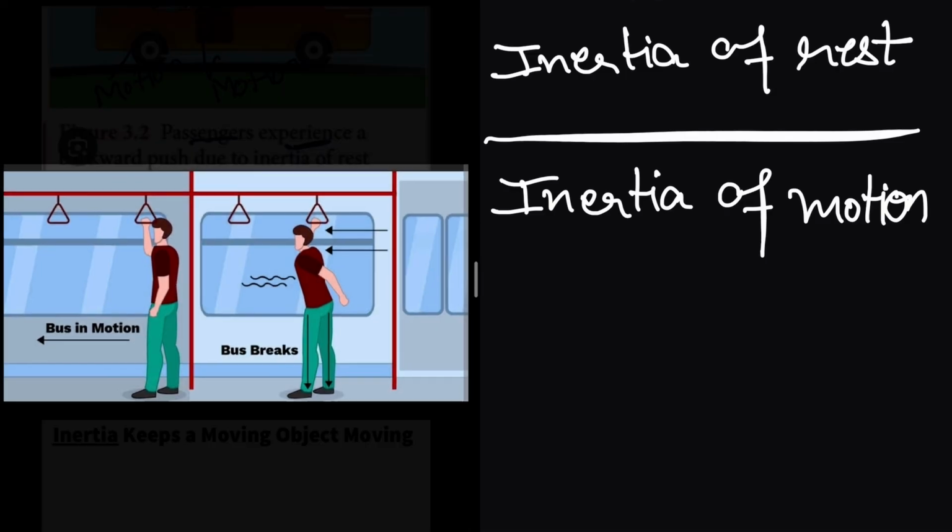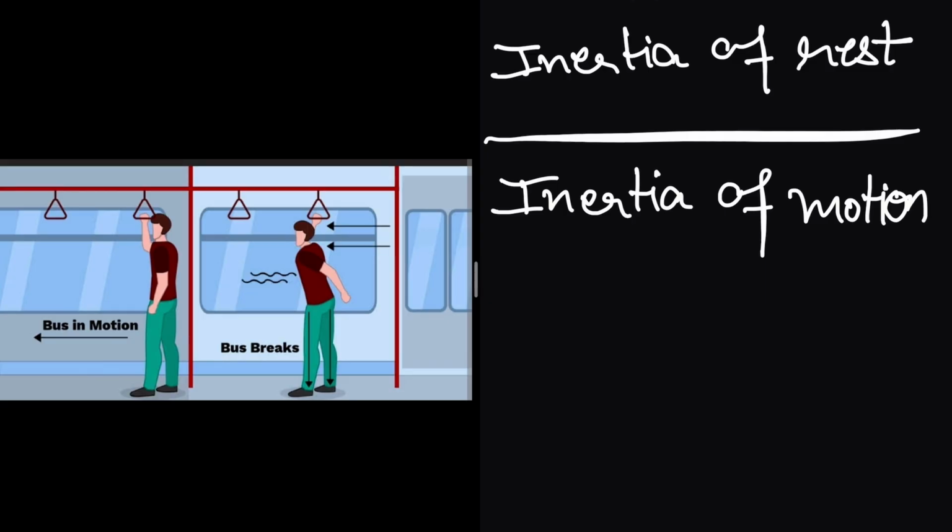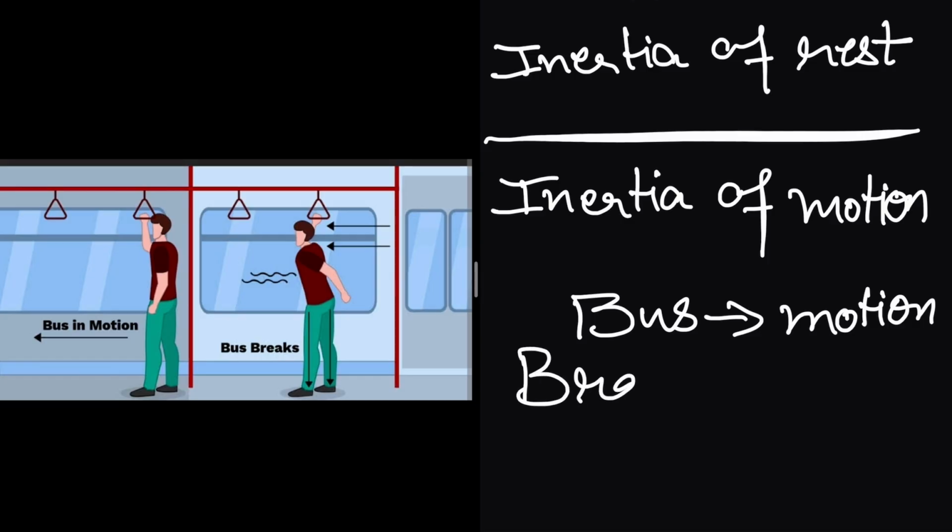Now I will show you this with an example. Look, what is this case? The passenger is in a bus. The bus is in motion. Suddenly the driver applies brakes. When the driver applies brakes, what will happen? The bus will come at rest.